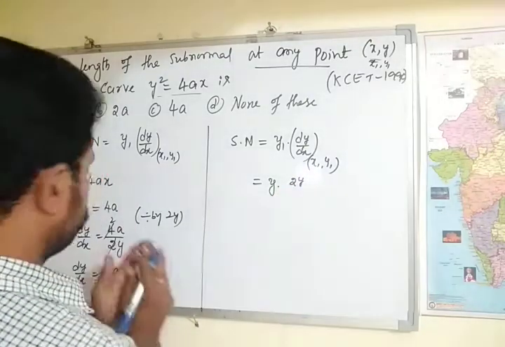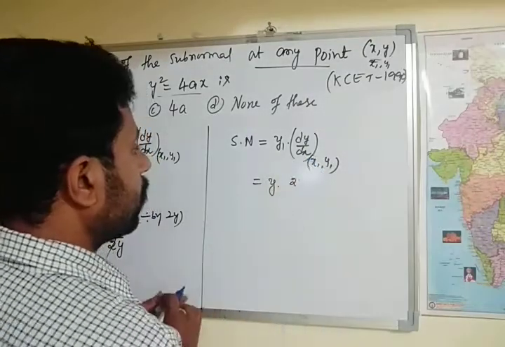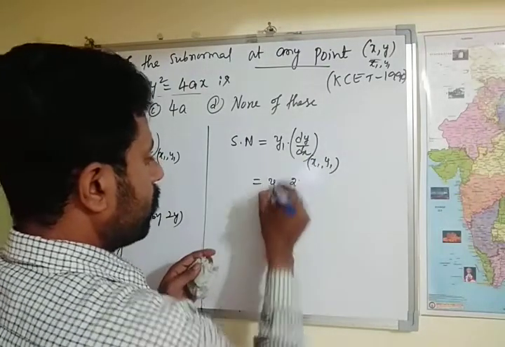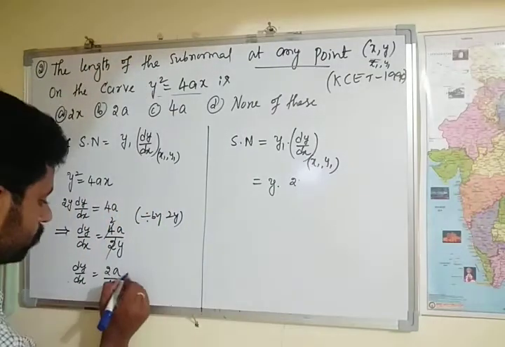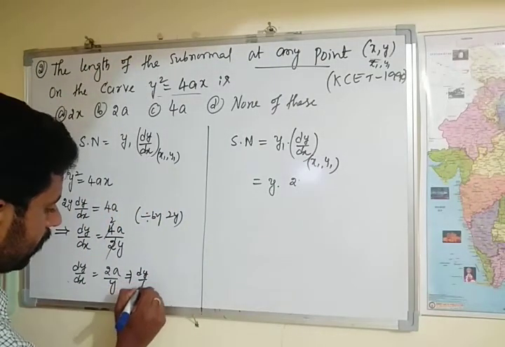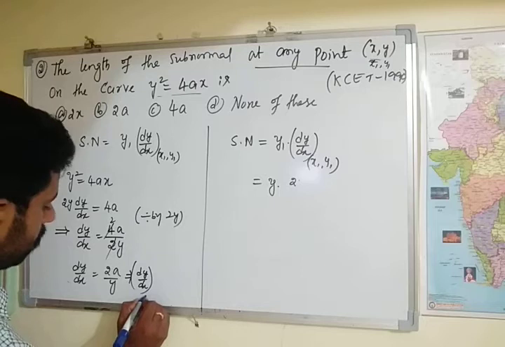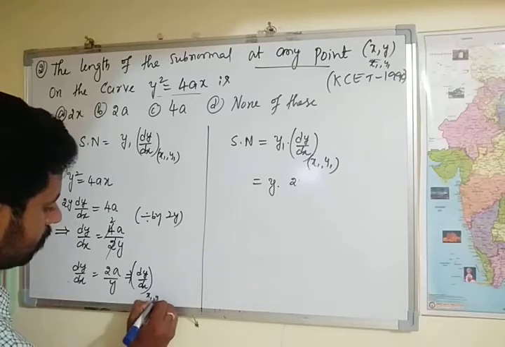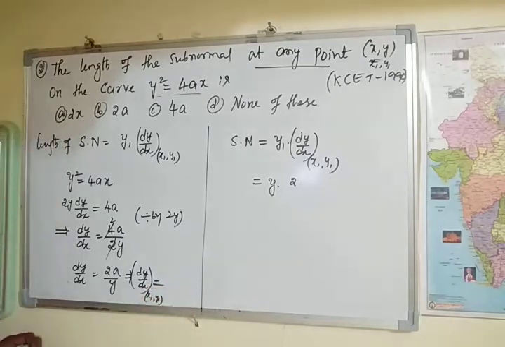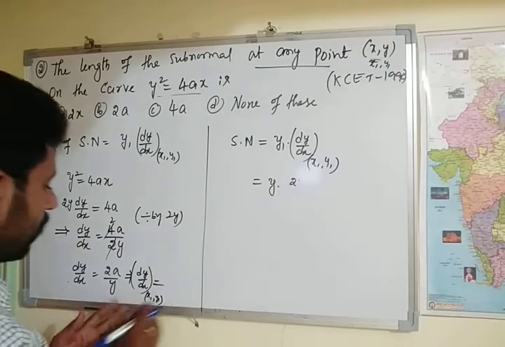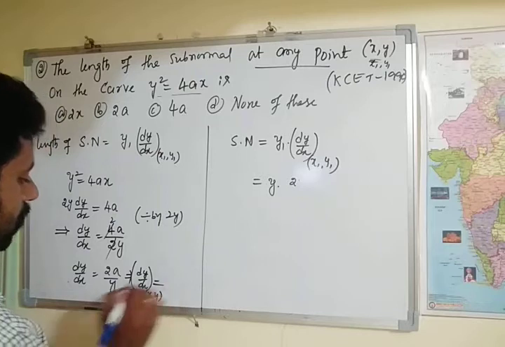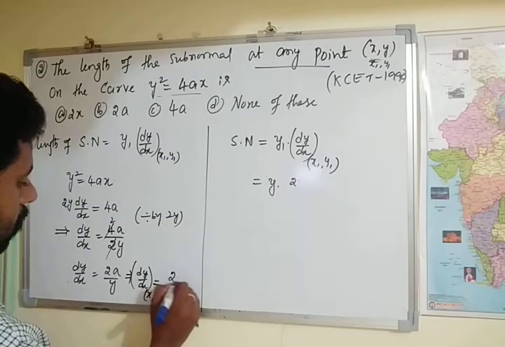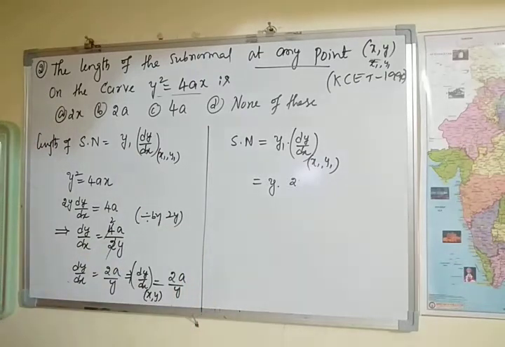2y by 2a by. Otherwise here we consider y1 as it is, write this result. Later we substitute. Otherwise, write dy by dx at the point x1 comma y1. This is the general expression, x1 comma y1 result. Here we have x1 is x, y1 is y, is equal to 2a divided by the same term y.